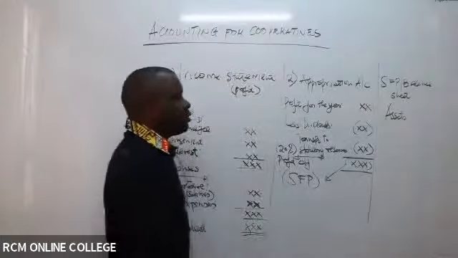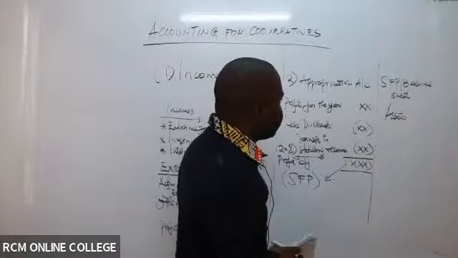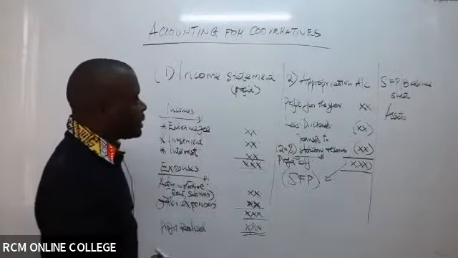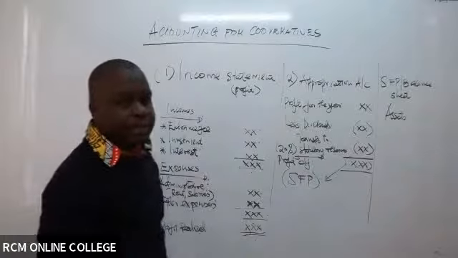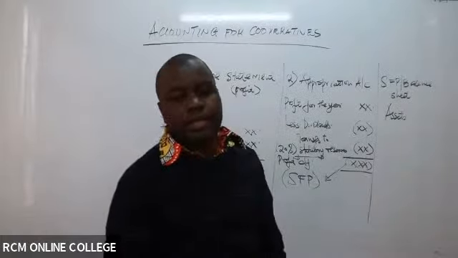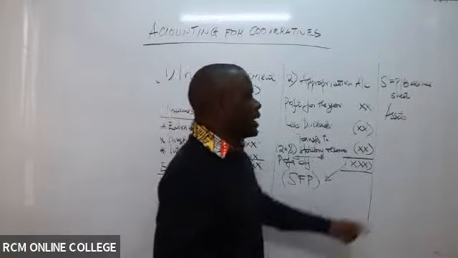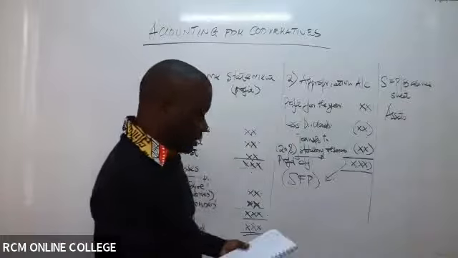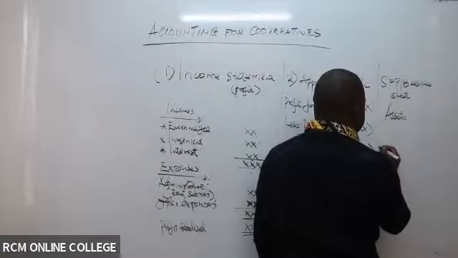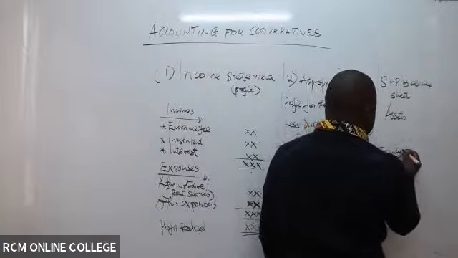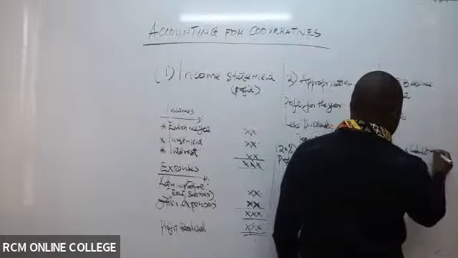Part of what is also very key here is that sometimes this cooperative might end up giving loans to the members. If it has given loans to the members, then of course this will be part of the assets of that particular cooperative society. So we'll have assets, and of course we'll have equity and liabilities.